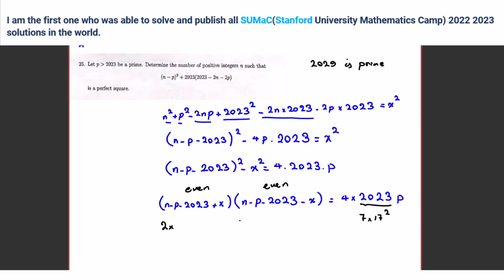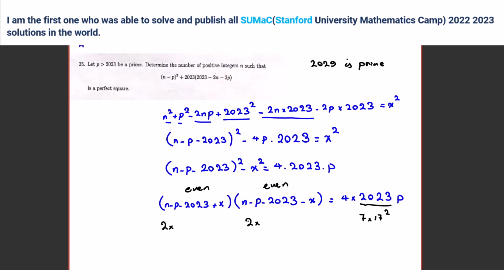Yeah. So this one is 2 times something, this one is 2 times something. Now we've created 4, right? Mm-hmm. What about p? What can we say? p goes here or goes here? Or both of them?